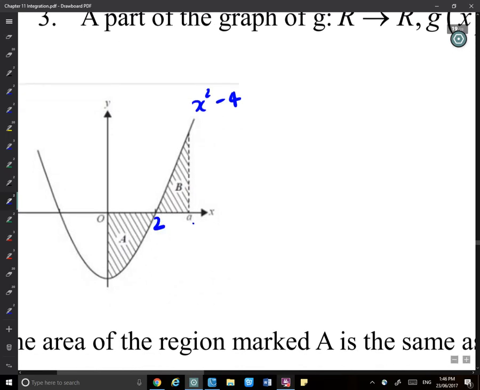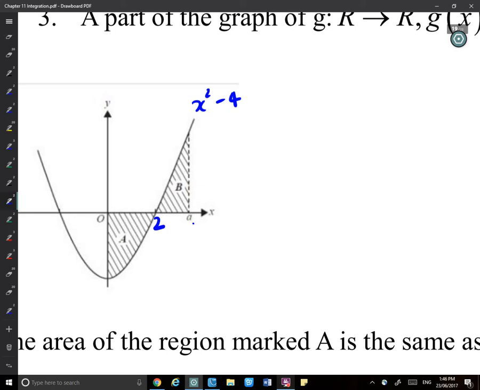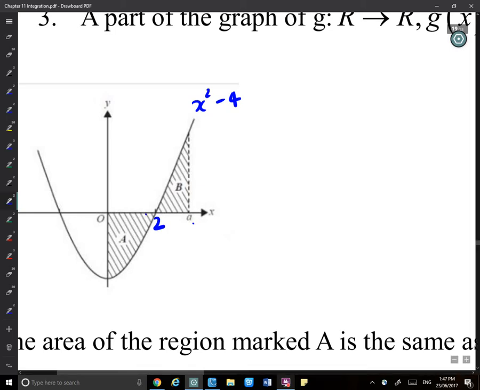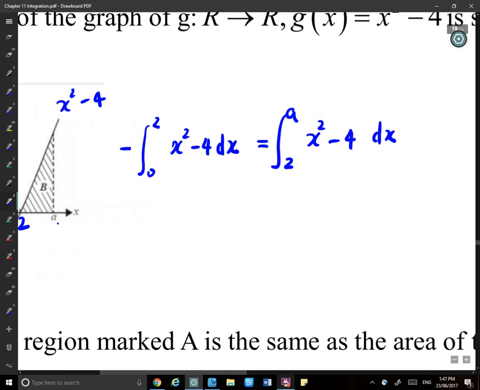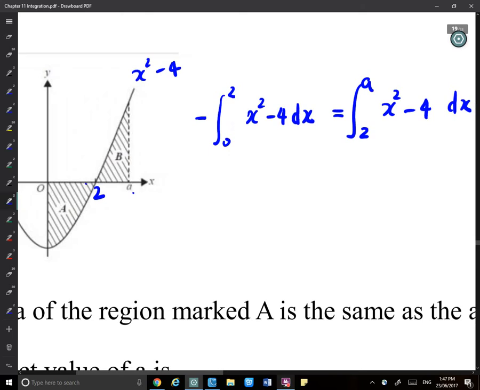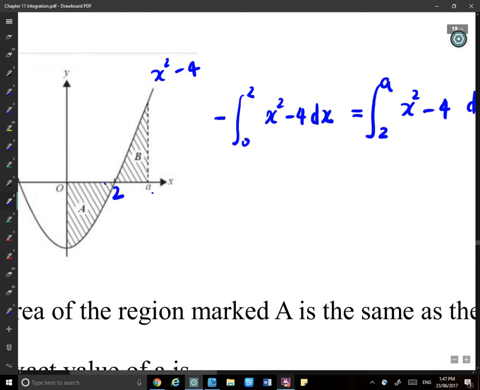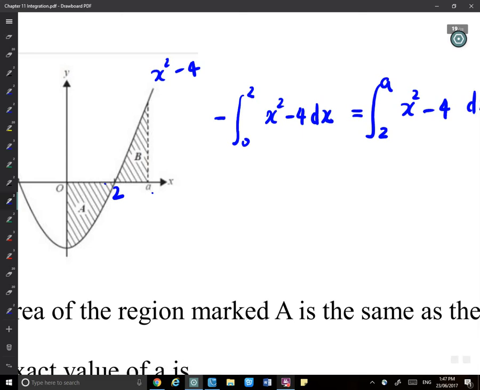So here must be 2. The x-intercept is 2. But 0 to 2 is the negative area. So the negative of the integral from 0 to 2 of x squared minus 4 dx equals the integral from 2 to a of x squared minus 4 dx, which is positive. They say area A and area B are the same. But when you write about area A, it should be the negative of this integral because it's below the x-axis.